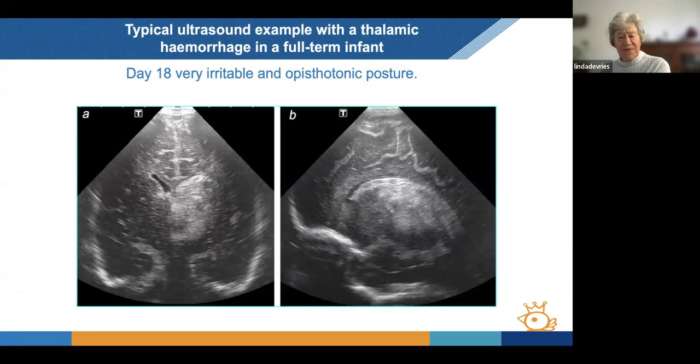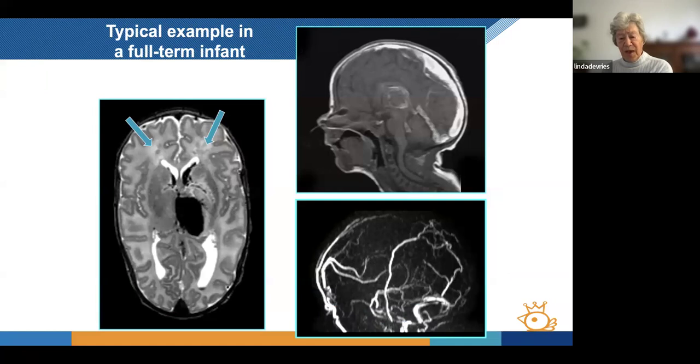Here we see another baby that was diagnosed really late. The baby was irritable and was considered to have feeding problems, and it took a lot of time. And then the baby started to lie in an opisthotonic posture, and then an ultrasound was done, and then the abnormalities were very severe with a huge area of echodensity, a hemorrhage in the left thalamus, and also blood in the lateral ventricle. Well, a hemorrhage in the thalamus is really very, very suggestive of a thrombosis of the deep venous system. And this is what is shown on the MRI.